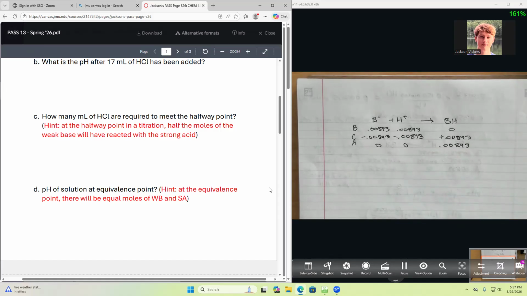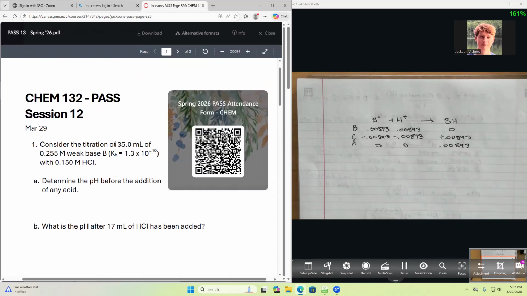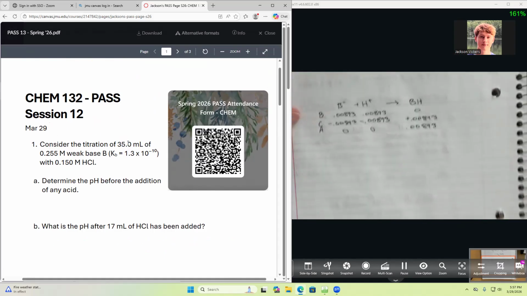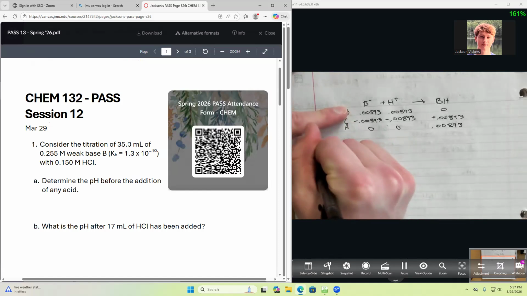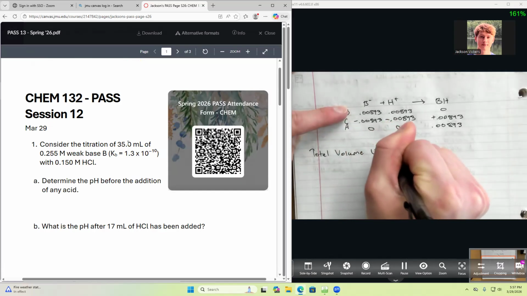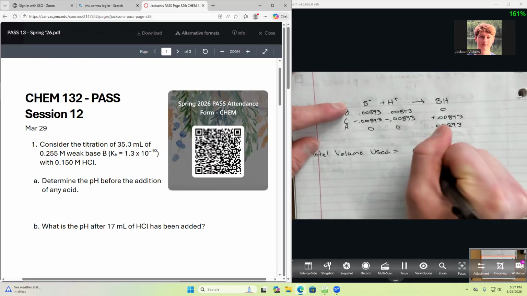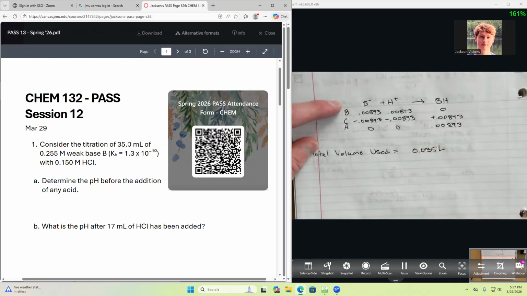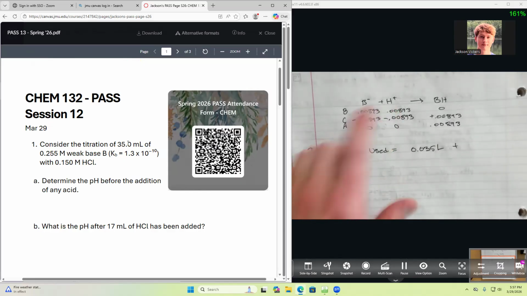Exactly. We need concentration. And so what we're going to have to do is find the total volume that we've used up until this point to get a liter value in our denominator. And this is where it gets kind of tricky and uses some of the skills that we did on that last problem. So we already know that we're using up all of our weak base, and they gave us a value for that. So we're going to use all 35 milliliters of our weak base. So I'm going to write here total volume used. We know it's going to be at least 0.035 liters, but now we need to also add in the volume that was the strong acid.